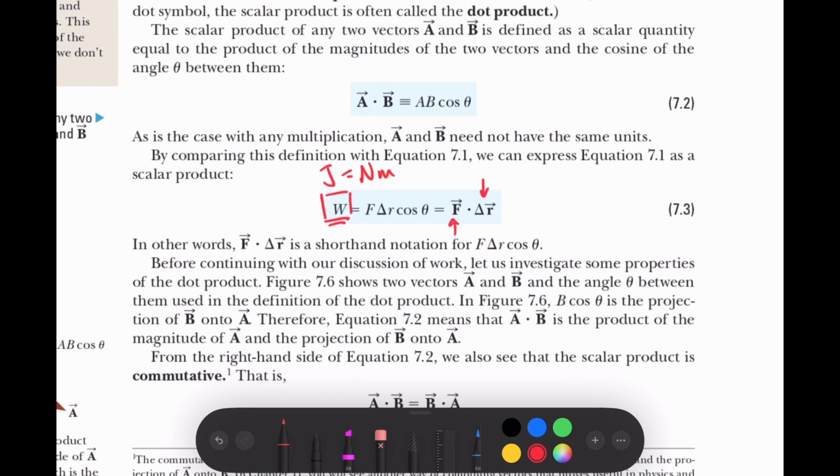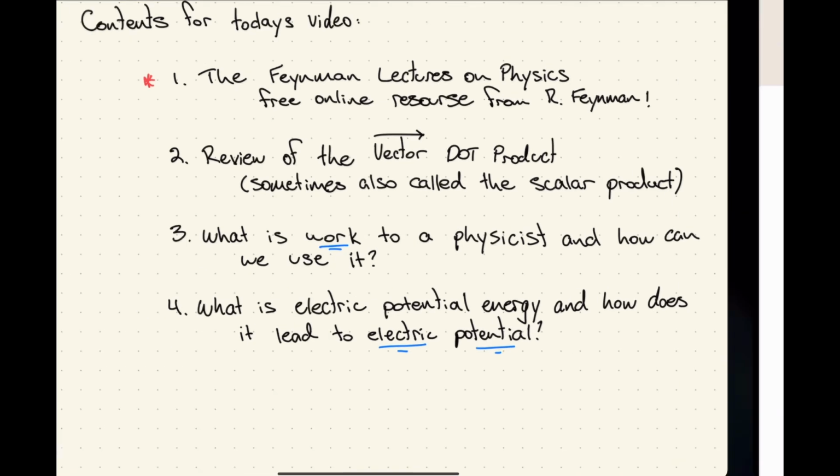And since this is a dot product here, you can use this dot product identity to split up the equation for work into the magnitude of the force vector, the magnitude of the displacement vector, and the cosine of the angle between them. All right. So before we move on to actually defining work, I'm going to show you guys how I think about this.